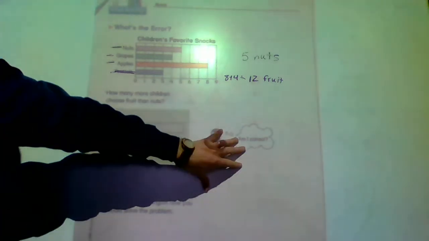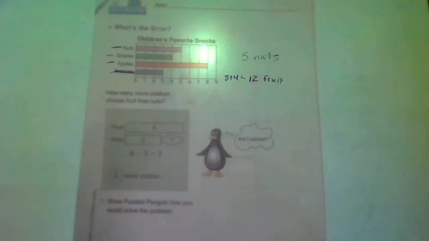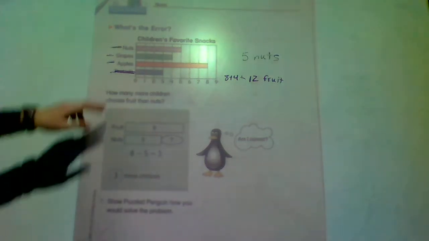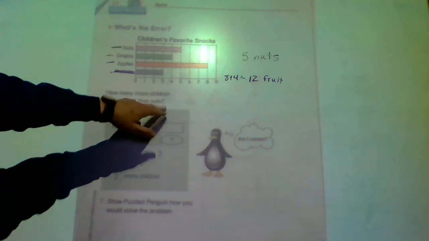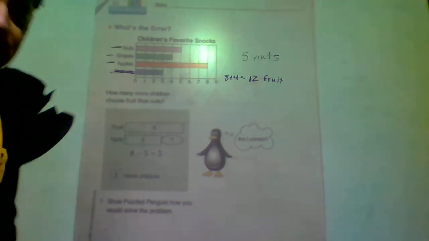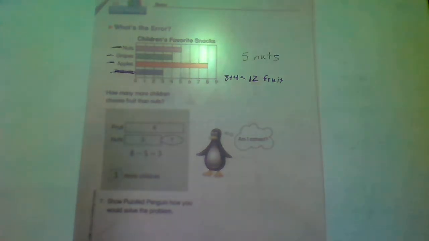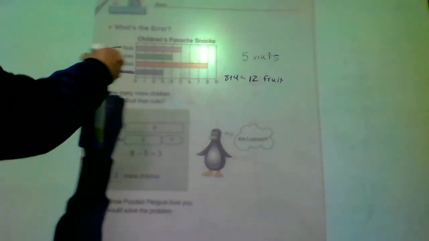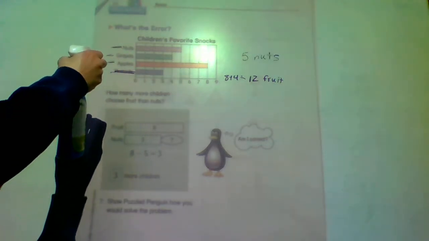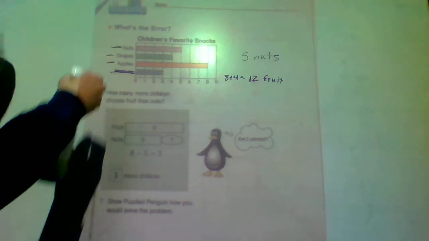You don't really have to explain to me what he did wrong, because you know he's always wrong, but give me the answer. The question is, how many more children chose fruit than nuts? You might have to ask mom and dad for help on this one. Okay, it's a bit challenging, but not too terrible. Okay, I'm gonna erase. If you're not ready, maybe you can just hit pause. Here we go.